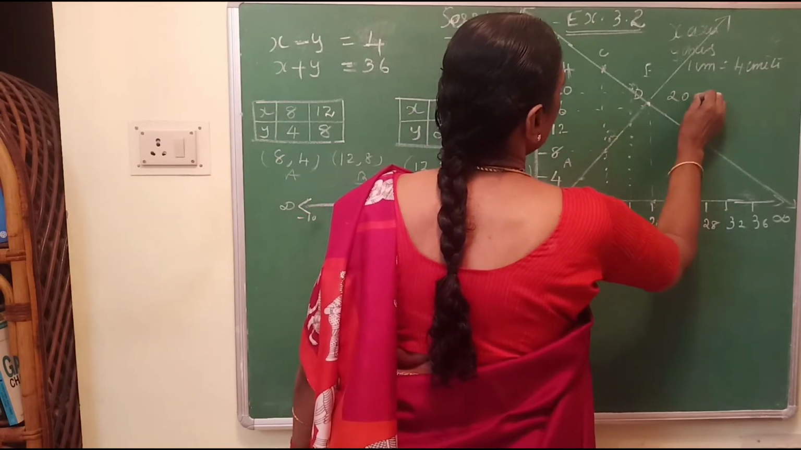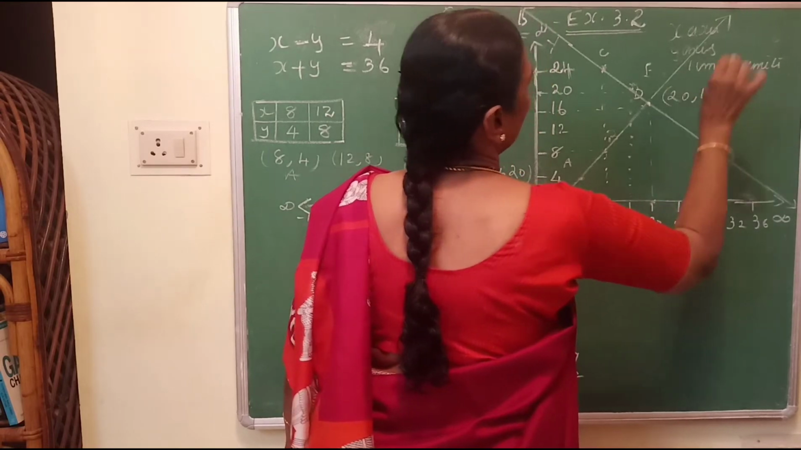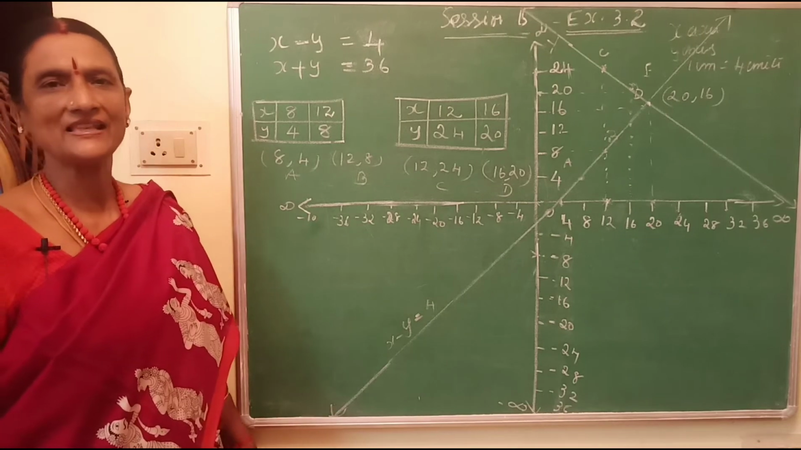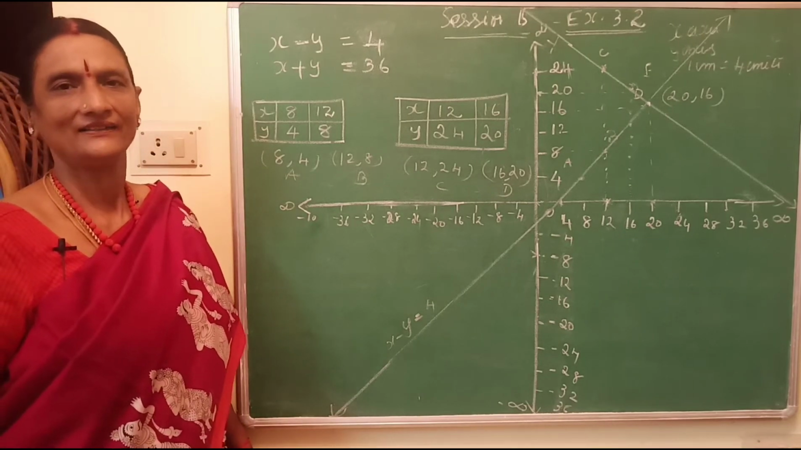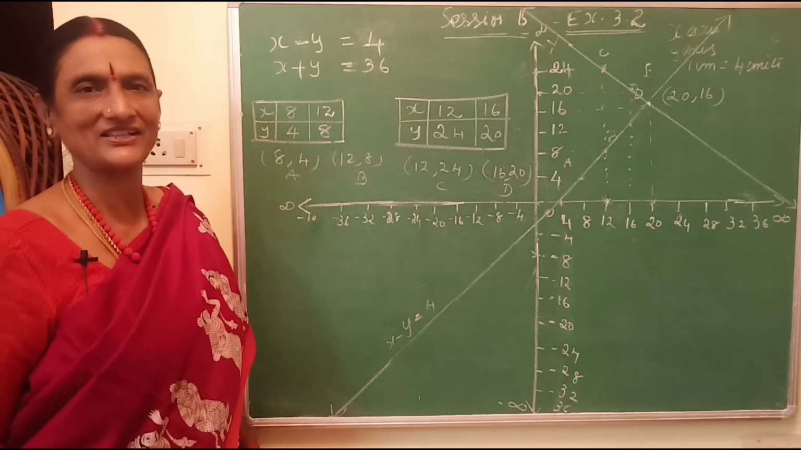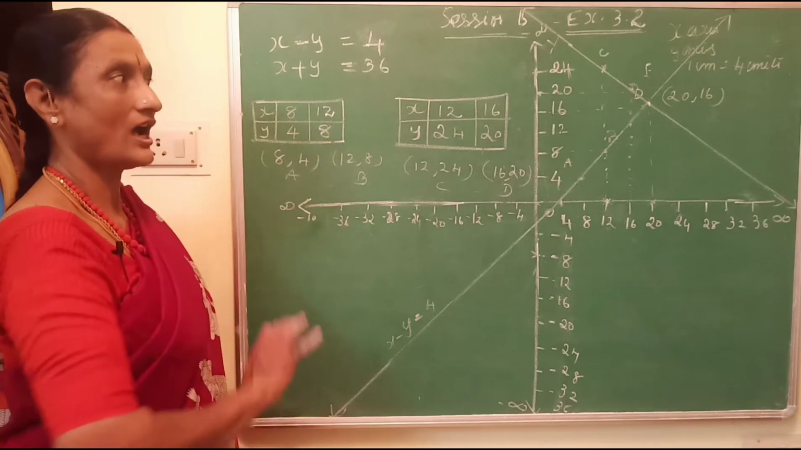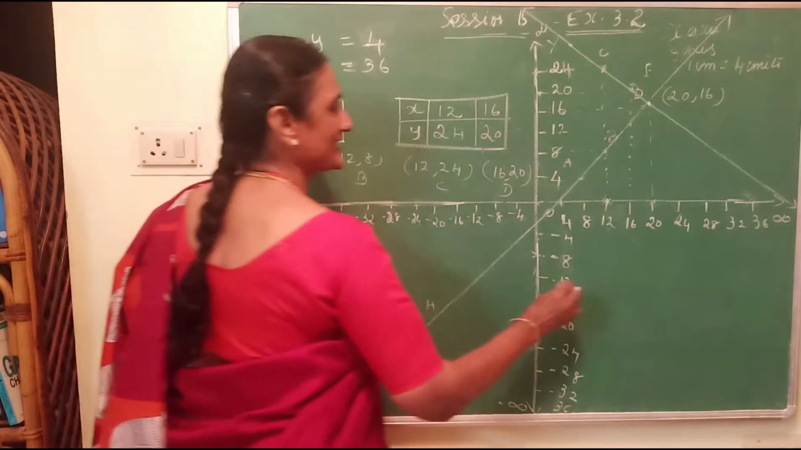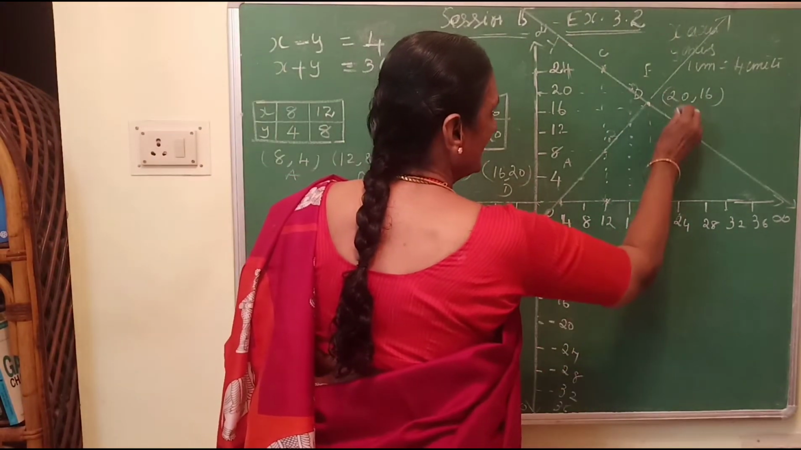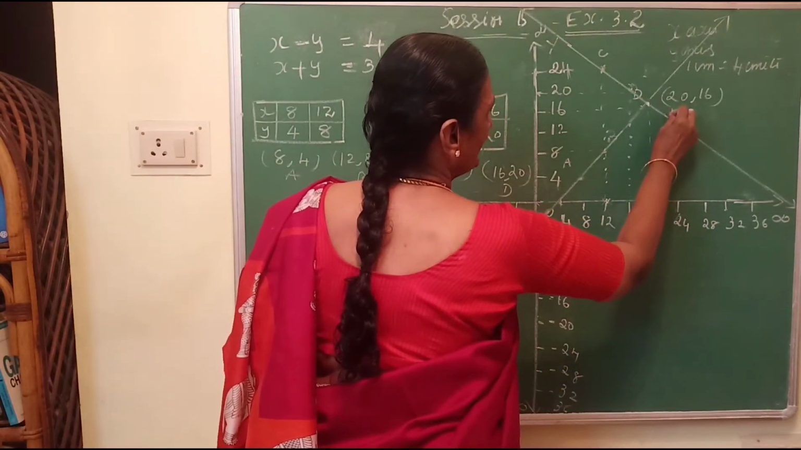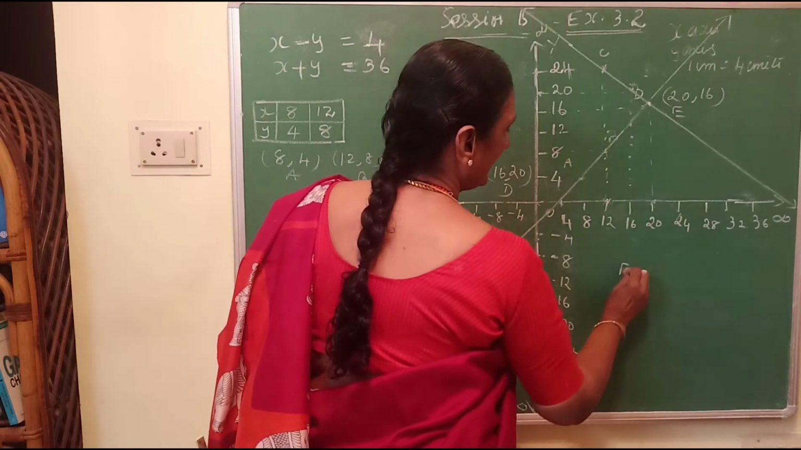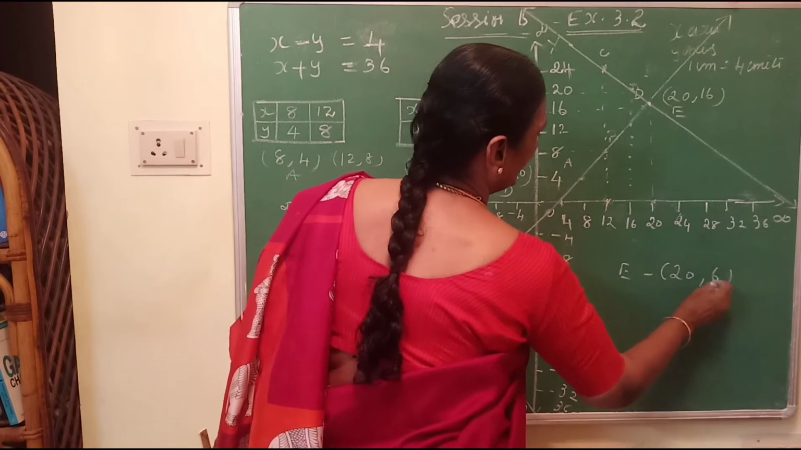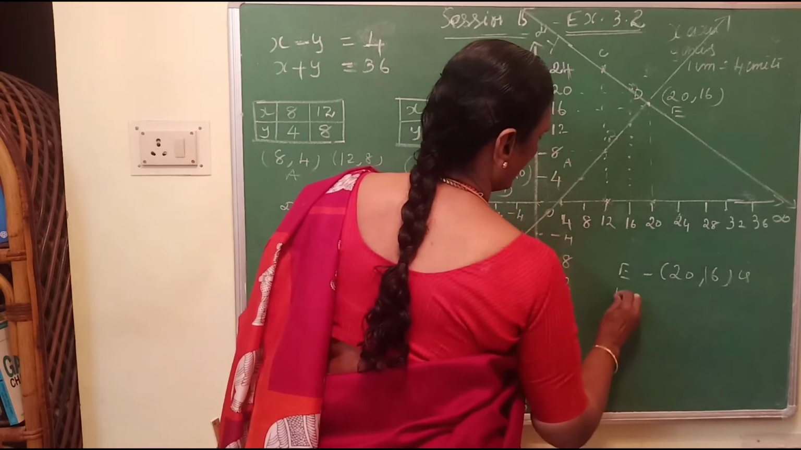This is 20 and 16. So, the x value is 20, y value is 16. So, that is the point of intersection. That is the solution of this graph. So, after finishing all this, you have to first write as, the point is named as E. I will write here. So, E. 20, 16 is the point of intersection.